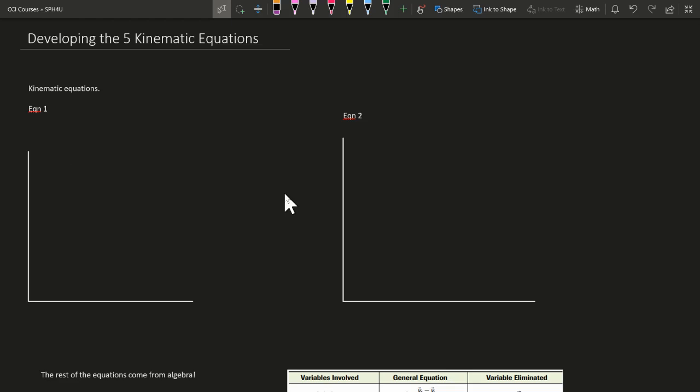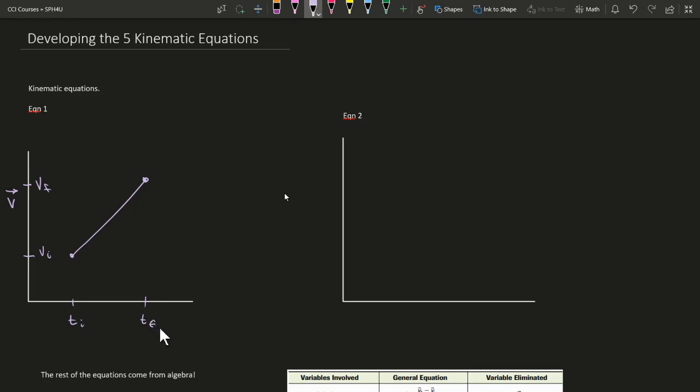So, where do these equations end up coming from? Let's say I've got an object and its velocity increases from some initial velocity to some final velocity, okay? And I'll write it like this. And during that time, it had some initial time, and it had some final time.